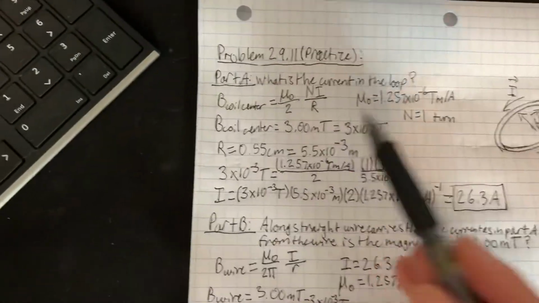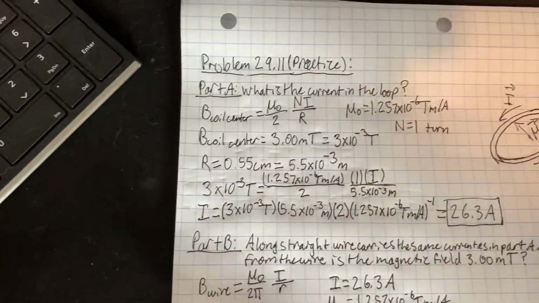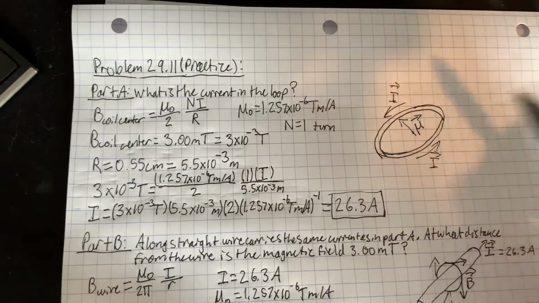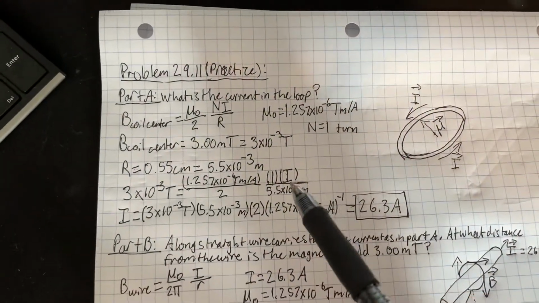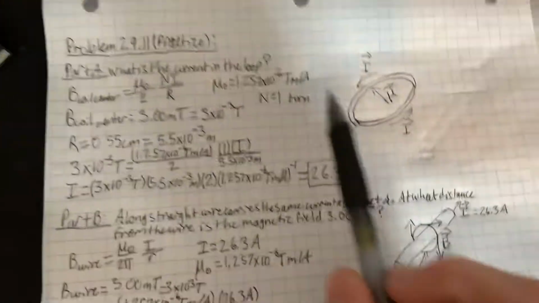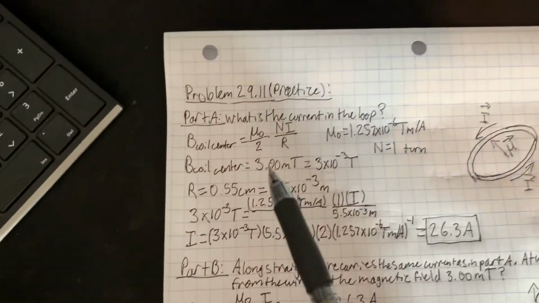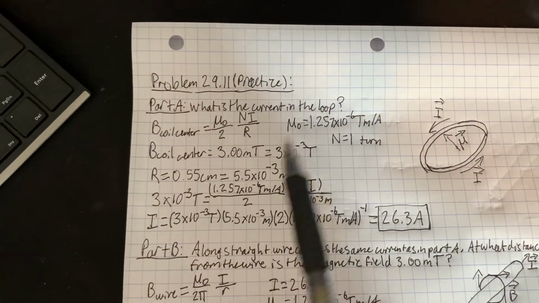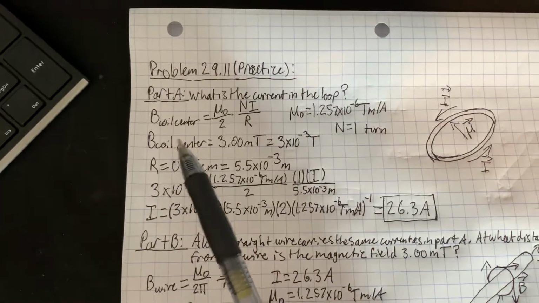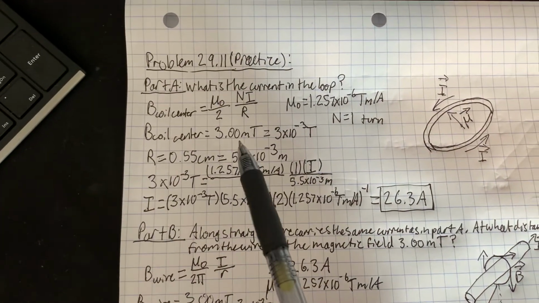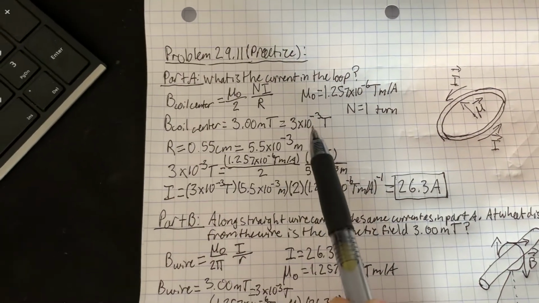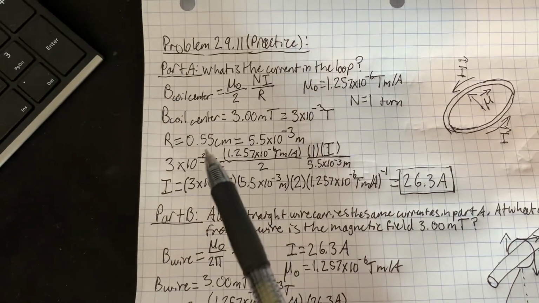the radius of the ring. So we know that our diameter is 1.1 centimeters because it says it up here. So our radius is 0.55 centimeters. We know that we want to find the current in the loop when the magnetic field at the center is equal to 3 milliteslas, or 3 times 10 to the negative 3 teslas.